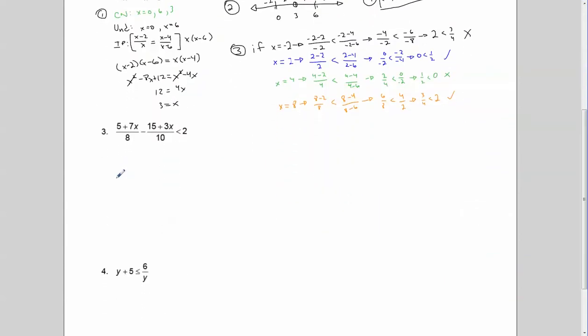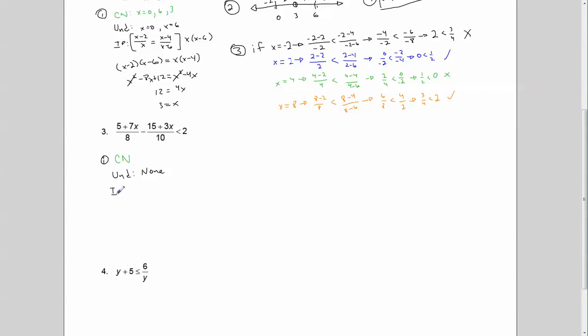For number 3, we're just going to follow the same process. So we'll look for our critical numbers. First, we'll look for any undefined values. So here we have 8 and 10 in our denominators. Those will never equal 0. So we have no undefined values.